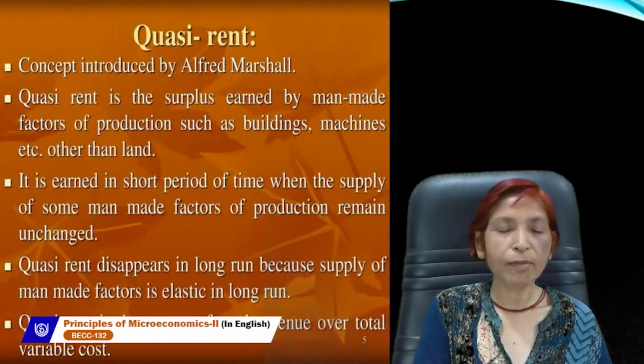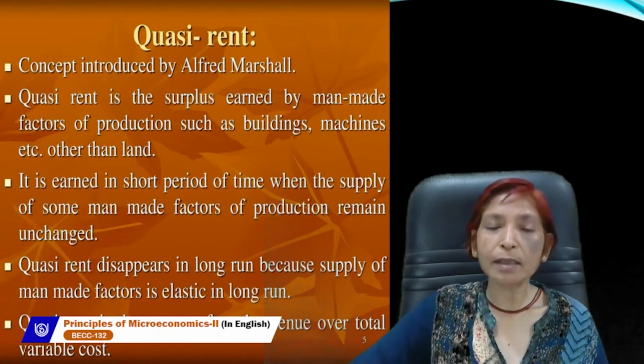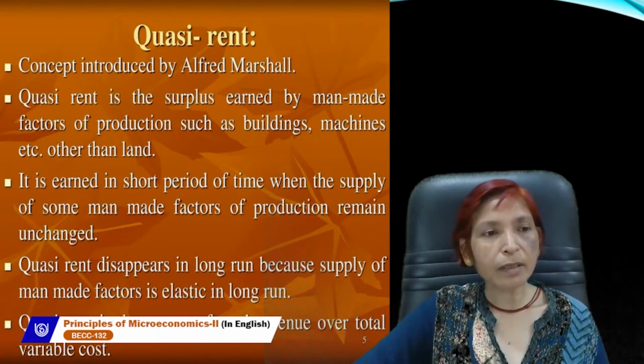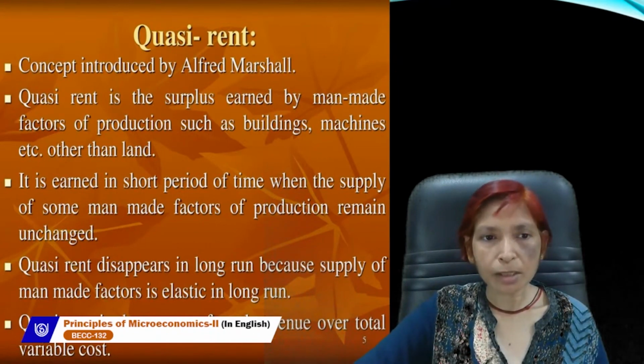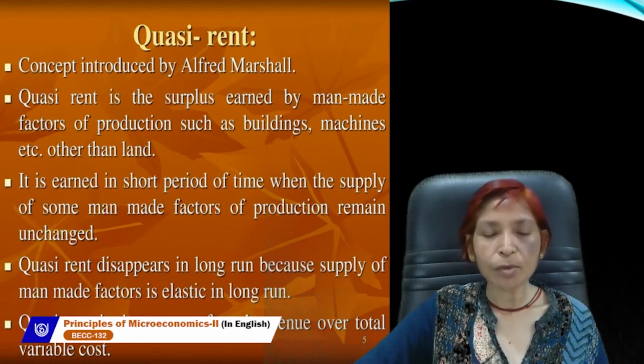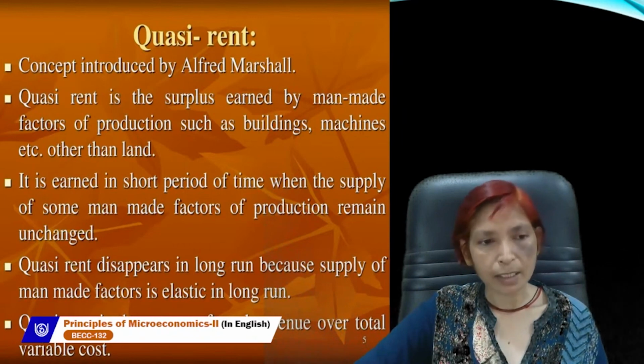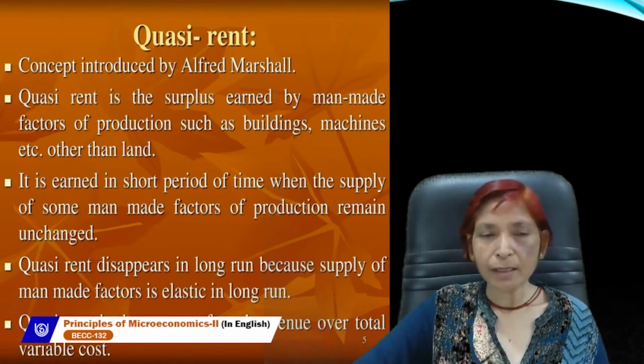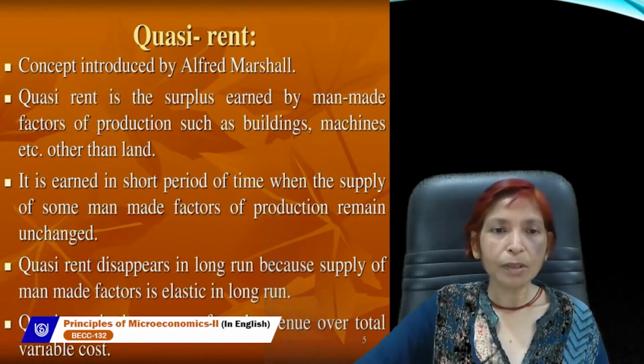The next concept of rent is quasi-rent. This is a very important concept, quasi-rent. This concept was introduced by Alfred Marshall. Quasi-rent is the surplus earned by man-made factors of production such as buildings, machines, etc., rather than land. Because rent is the reward for using land only, according to David Ricardo.